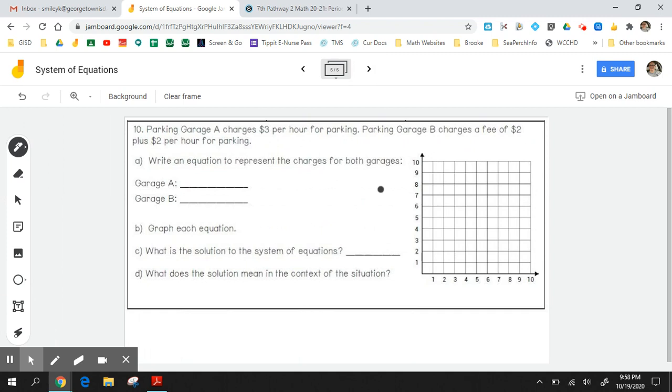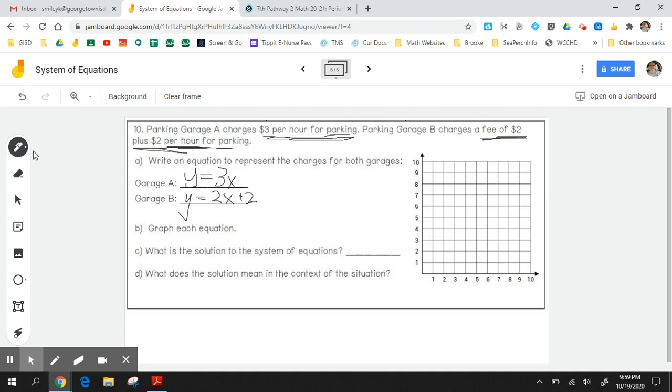And the last one, a parking garage charges $3 per hour for parking. Parking garage B charges a fee of $2 plus $2 per hour for parking. So we have to write the equations. $3 per hour, y equals 3x. Parking garage B, you have a fixed fee of $2 plus $2 an hour. Get my eraser because I did not mean to mark that. So let's get 2x plus 2 because that 2 is a part of our fixed fee.